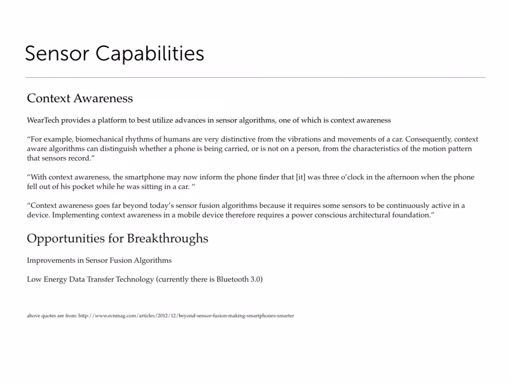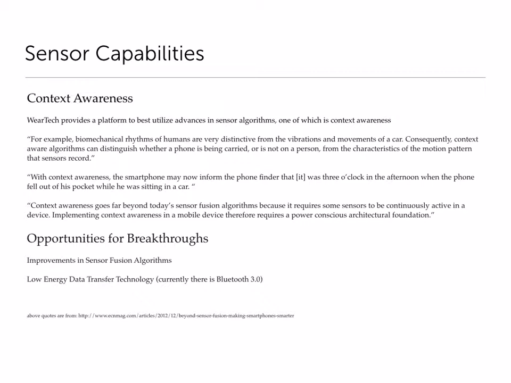Reading off this quote here: biomechanical rhythms of humans are very distinctive from the vibrations and movements of a car. Consequently, context-aware algorithms can distinguish whether a phone is being carried or is not on a person from the characteristics of the motion patterns that the sensors record. And so that's just one example of it. And the possibilities can really be far-reaching with that.